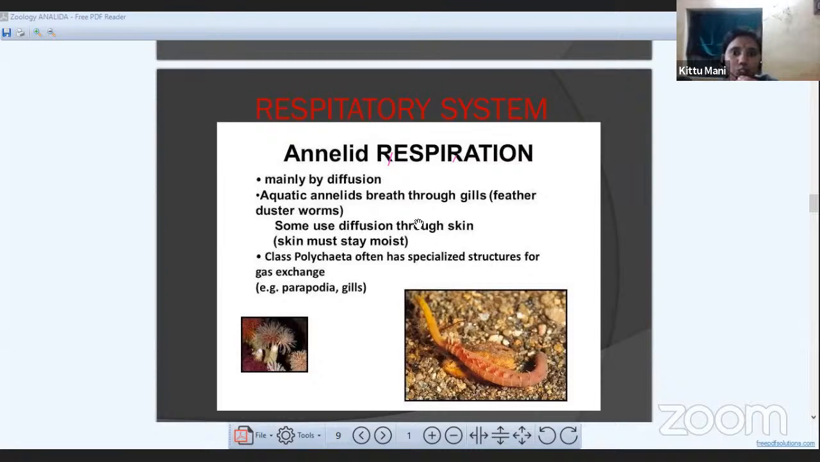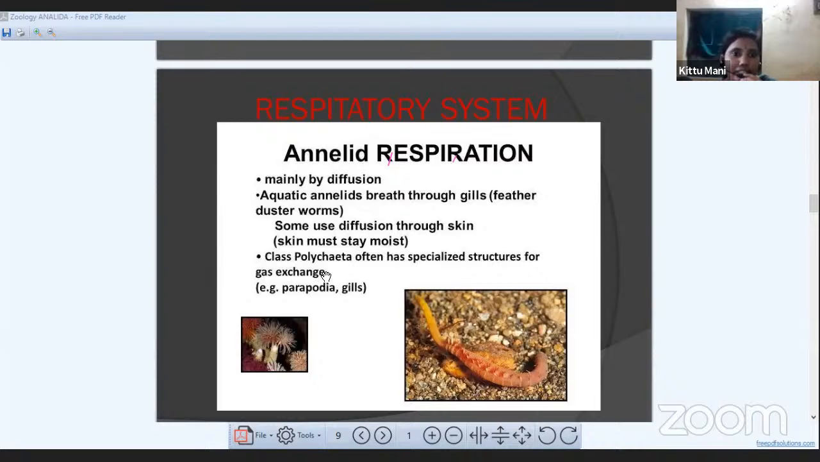Here the aquatic annelids breathe through gills. Okay, this is also important. Aquatic annelids breathe through the gills. For example, feather duster worms. Here some diffusion through the skin. This is also very important. Diffusion through the skin. Which type of skin, students? The skin must stay moist. Okay, moisture condition. So this type of respiration is called cutaneous respiration.